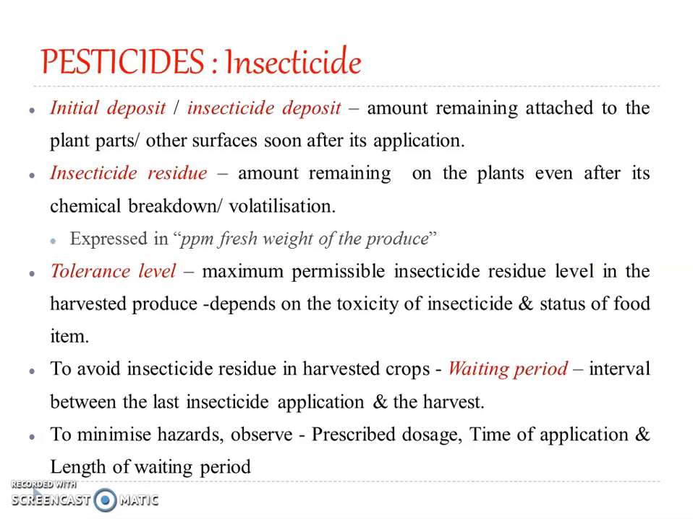And at what time does the application have to be done? That is, after planting, how many days or weeks after? And at what dosage? And even in which form, whether in dry form or wet form, the application has to be done. All these, the concentration level, the amount level, the time level, and obviously the length of the waiting period, have already been prescribed, and this can reduce the insecticide residue amount in the yield at harvest. In this way we can bring down the damaging effects of the insecticides. Okay, thank you.